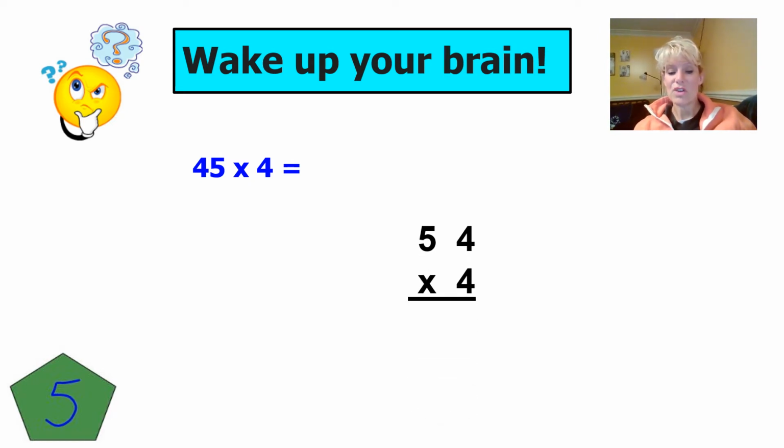Okay, first of all, the best way to solve this is to go up and down. It really doesn't make any sense to go sideways. So we follow the strategies. 4 times 4 is 16. Carry that 1. 4 times 5 is 20, and 1 more is 21. You should have gotten 216. If so, you're doing a great job.